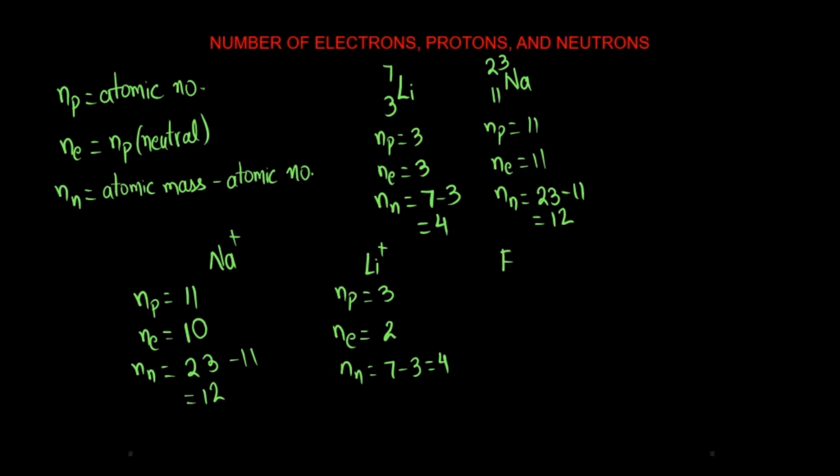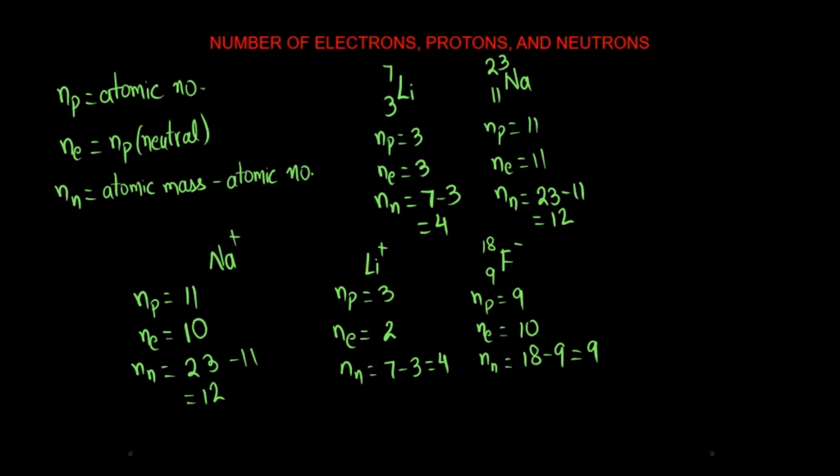Let's see F minus. We have atomic number as 9 and the atomic mass is 18. The number of protons is the same as the atomic number, so it's 9. Number of electrons, now the total charge is minus 1. That means there is 1 extra minus charge which comes from electrons. So there is 1 extra electron as compared to the protons. So we have 9 plus 1, 10 electrons. And the number of neutrons would be mass number minus the atomic number, which is 9.